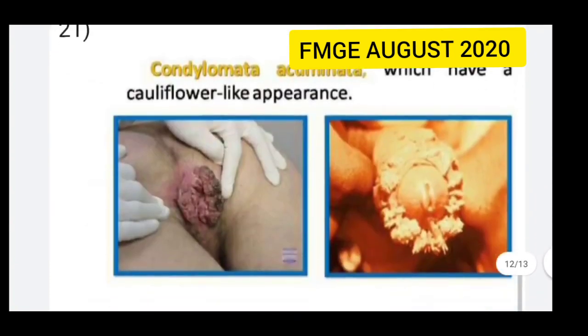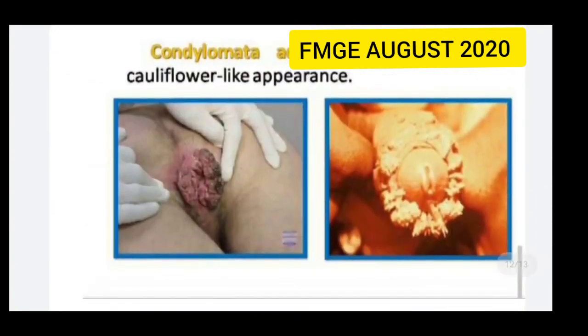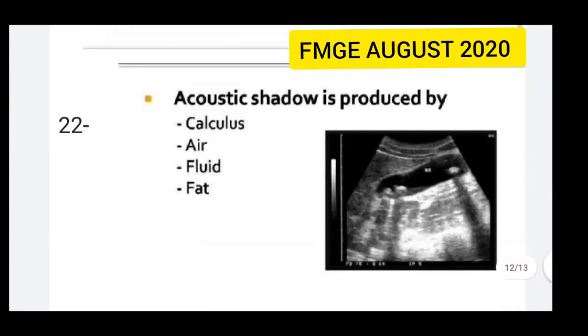Next one, you can see they have given both images, and they have asked about this. This is condyloma acuminata, which has a cauliflower like appearance. You can see the cauliflower like appearance present in both pictures. Next one, acoustic shadow is produced by calculus, air, fluid, fat. Acoustic shadow is produced by air. So the correct answer is B, air.